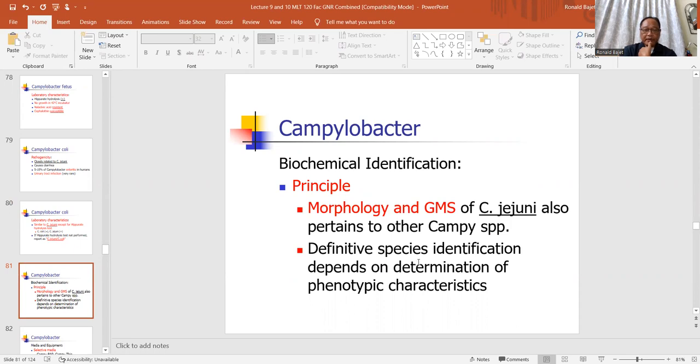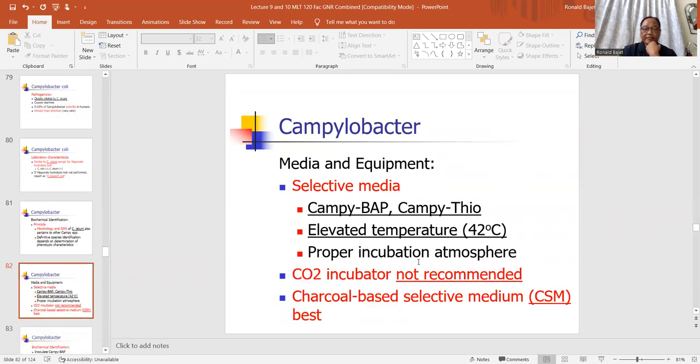Morphology and gram stain, jejuni also, morphology also pertains to other Campylobacter species. On the gram stain, gram-negative seagulls. Campylobacter, remember, they're gram-negative seagulls. Selective media for Campylobacter is Campy agar or Campy blood, Campy thio. Jejuni and coli require elevated temperature, 42 degrees. CO2 incubator is not recommended. Remember, when you're trying to isolate Campylobacter, it needs the CampyPack. And that CampyPack has charcoal-based selective media, CSM. So that's a testable piece of information. CSM is charcoal-based selective media, okay? That's for Campylobacter, and you don't want to incubate in CO2. So CSM is Campylobacter. TCBS is Vibrio, okay?